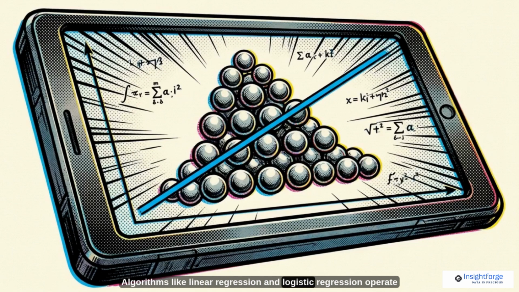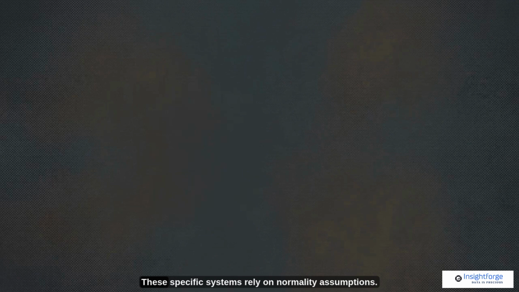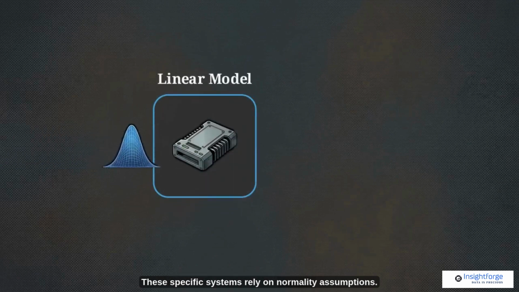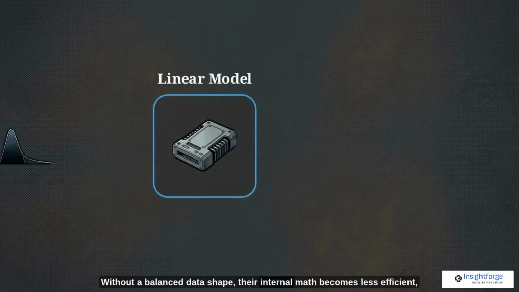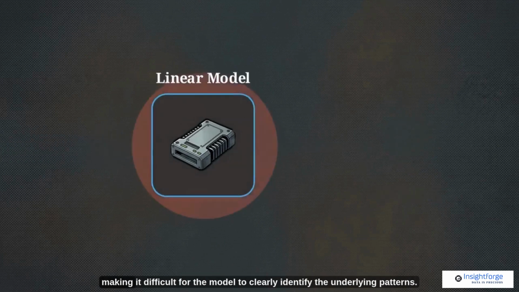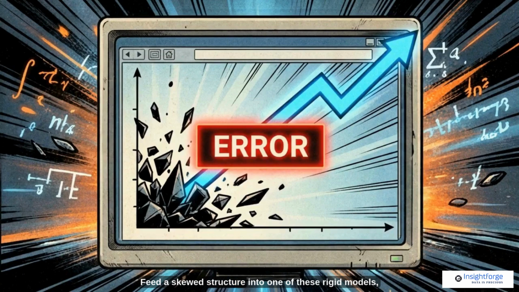Algorithms like linear regression and logistic regression operate strictly on a normal distribution. They require those beautiful, symmetrical curves to function. These specific systems rely on normality assumptions. Without a balanced data shape, their internal math becomes less efficient, making it difficult for the model to clearly identify the underlying patterns. Feed a skewed structure into one of these rigid models, and the real-world consequences are immediate.